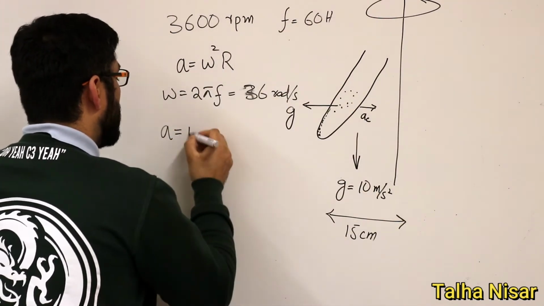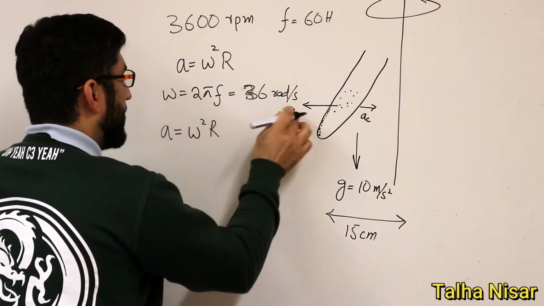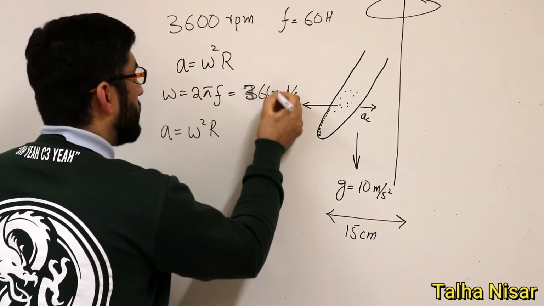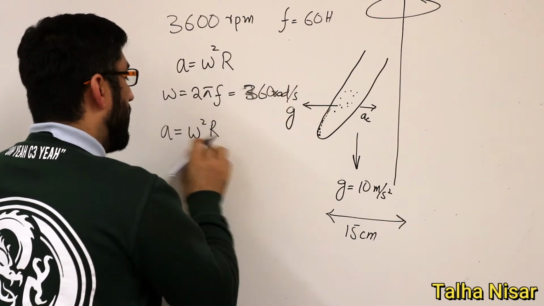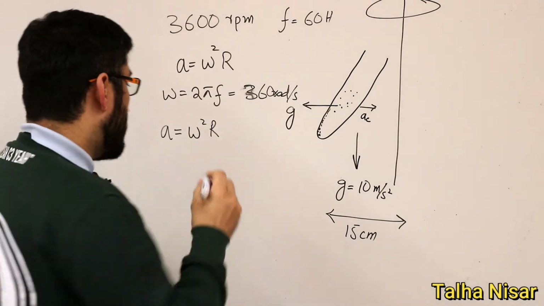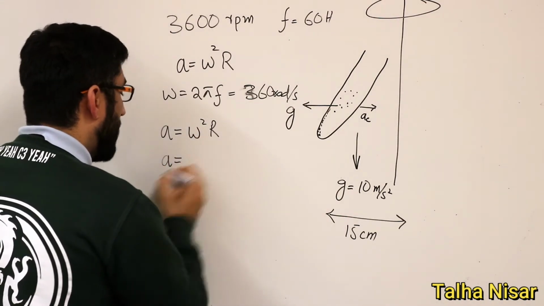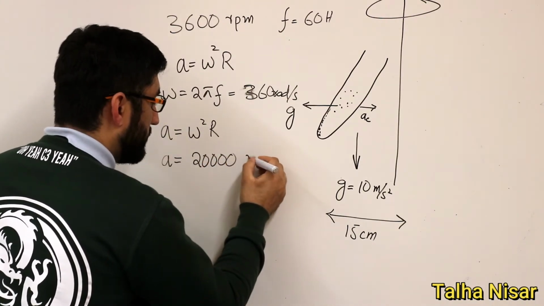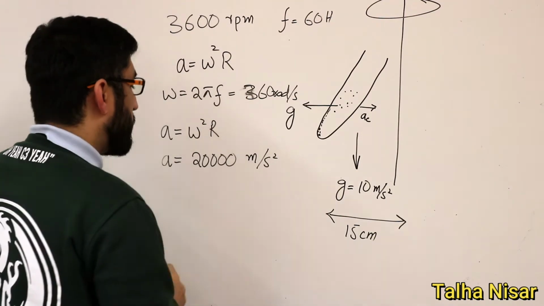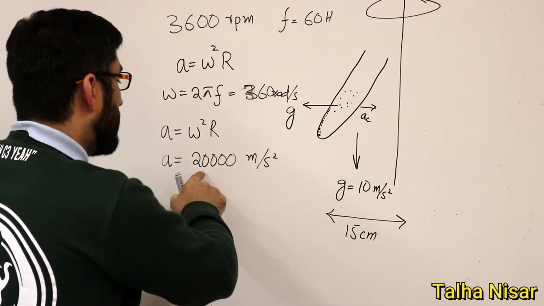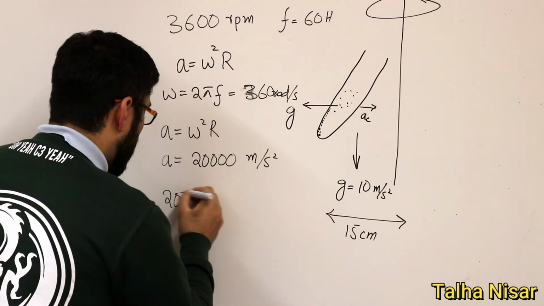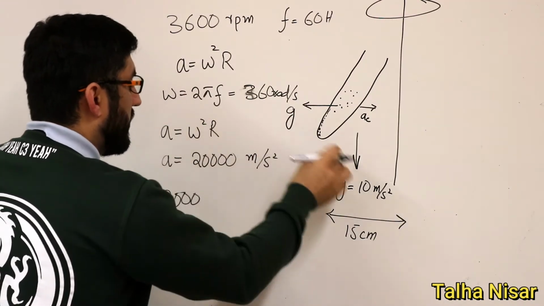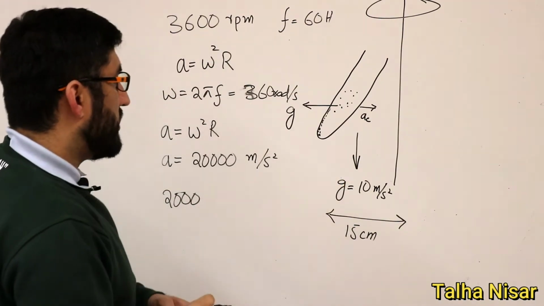Now we have omega, and we also have r, so we can easily calculate this acceleration. We put in omega, which is 360, and then r. We will calculate this acceleration, which is this artificial gravity. It is 20,000 meters per second squared, which is 2000 times higher than this acceleration that we see here.